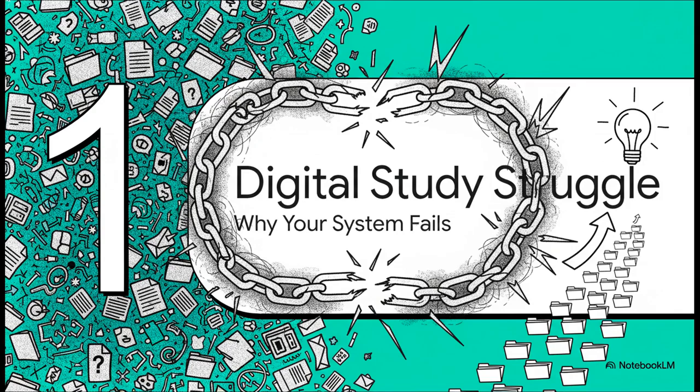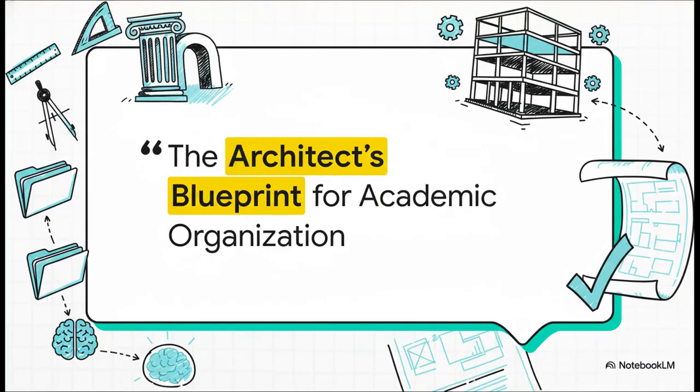And the answer isn't just telling yourself to be more organized. That never works. What you need is an actual system. And lucky for us, someone's already drawn up the blueprint. And that solution comes from a fellow UoPeople student, Omondi Kevin. He calls it the Architect's Blueprint for Academic Organization. And honestly, what a perfect name, right? Because it gets you to think about your education not as some messy pile of files, but as this solid structure that you are intentionally building, piece by piece.